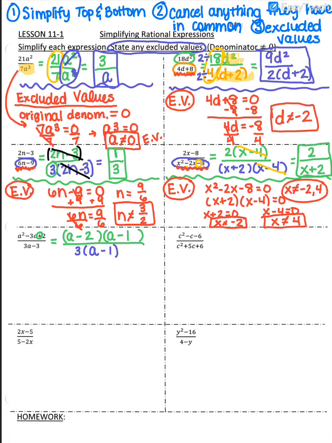All right, if I look, I've completed my first step. Now I'm going to cancel out anything that they have in common. They both have an a minus 1 in parentheses, so those are going to go away. The only thing left is going to be, sorry, I'm trying to figure out where I want to write this. I'm going to write it over here. A minus 2 over 3. So that is your answer. And now we're going to go find.